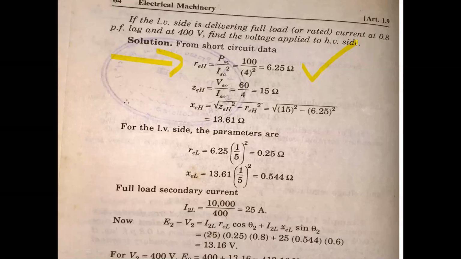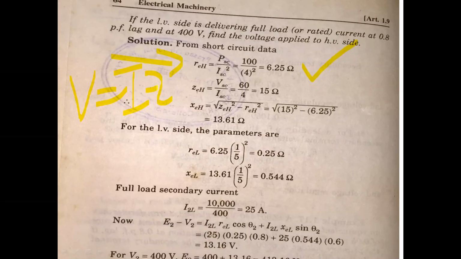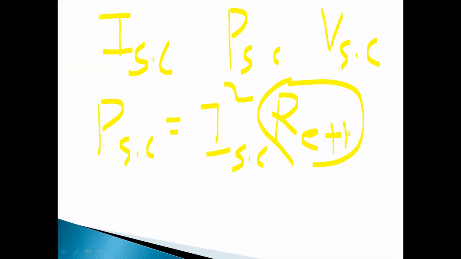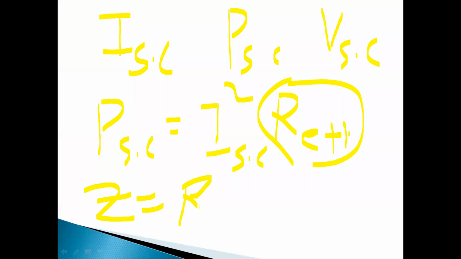Impedance equals voltage by current. We know that V equals IZ, as in DC circuits, so I equals V by Z, and Z equals V by I. From this we calculate the impedance value. Impedance Z equals V by I. We know that impedance equals resistance plus j times reactance.